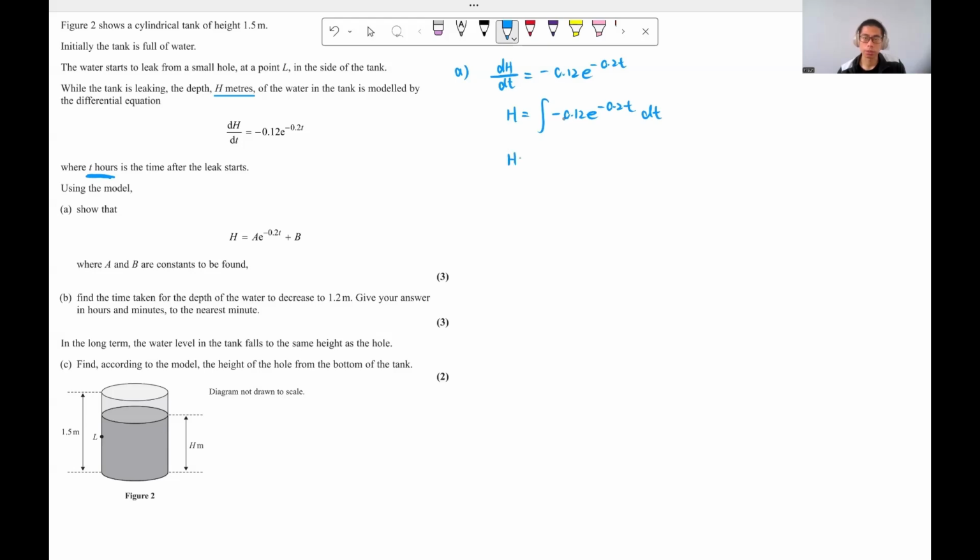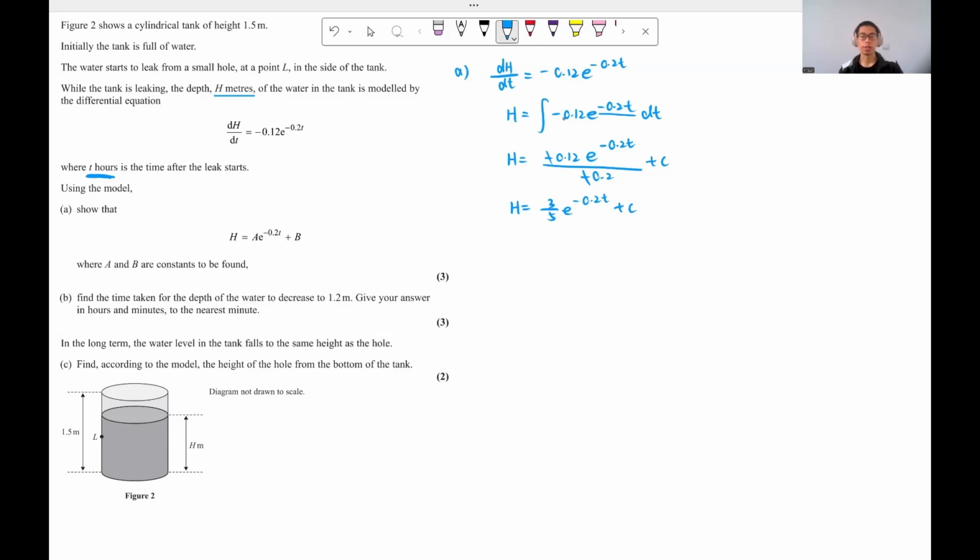So that means h is equal to negative 0.12, the coefficient, and then since this is just a linear expression, just e to the power negative 0.2t, and then divide by the coefficient of t, which is negative 0.2, plus c. Simplify that: negative over negative cancels, and 0.12 divided by 0.2 is equal to 3 over 5. So h equals 3/5 e to the power negative 0.2t plus c.